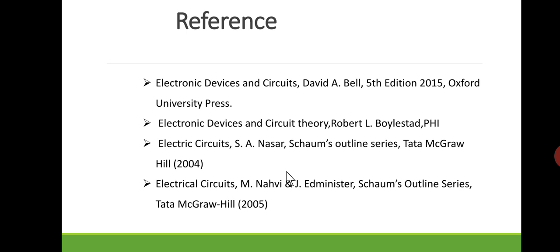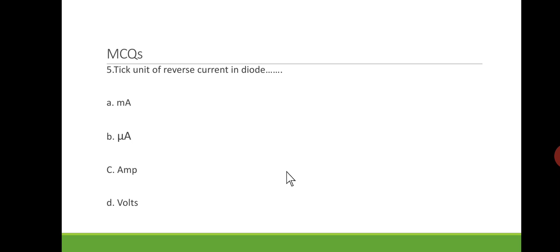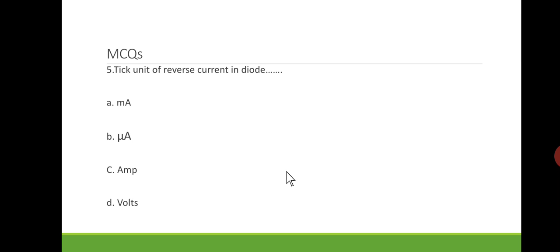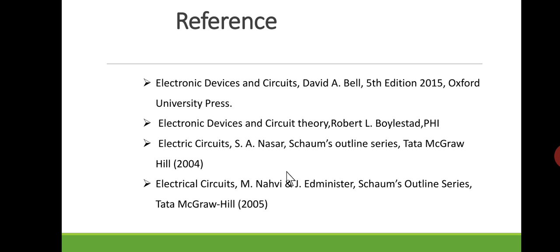If I want to revise today's class, we studied how to construct the PN junction diode, how the depletion layer is formed, and we studied the characteristics of the PN junction diode and the ideal diode. Okay, please go through the video once again and solve the MCQs.